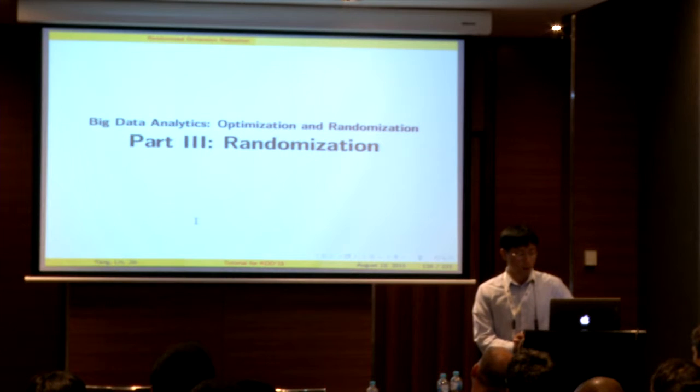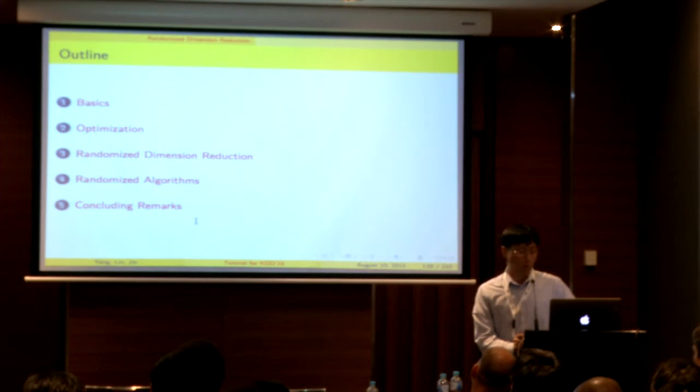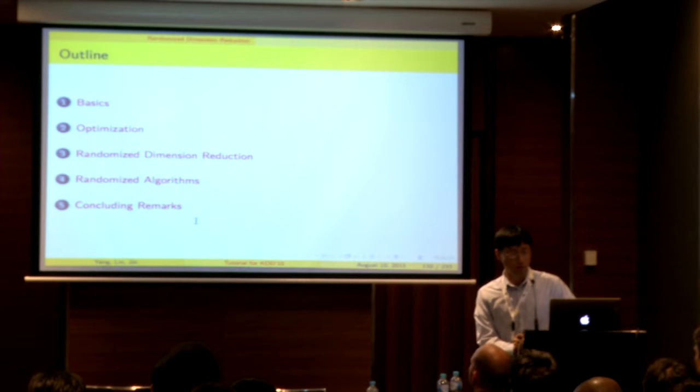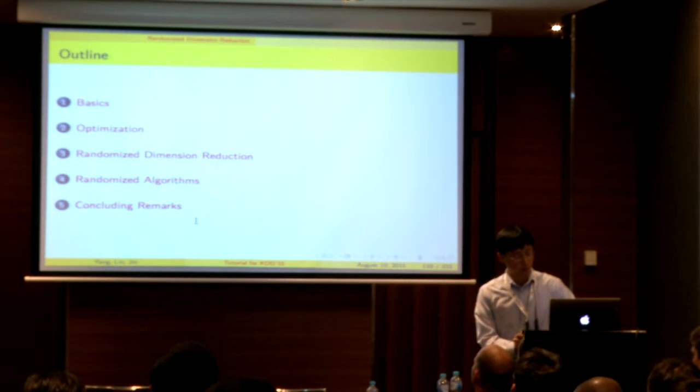Okay, so the third part is about randomization. In this part, I will talk about randomized dimension reduction algorithms, and then talk about randomized algorithms for machine learning and data analytics that use these randomized dimension reduction approaches. Finally, I will conclude the tutorial with some remarks.